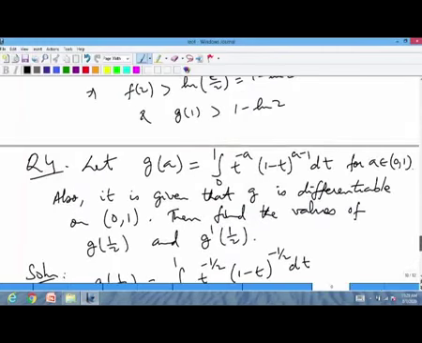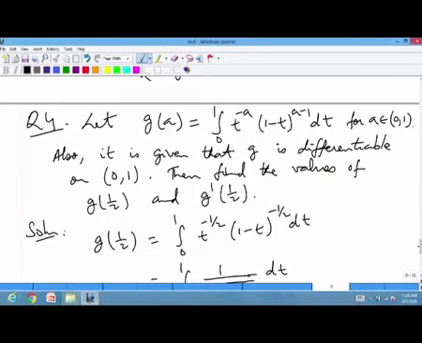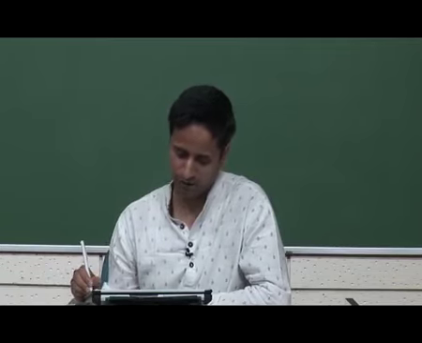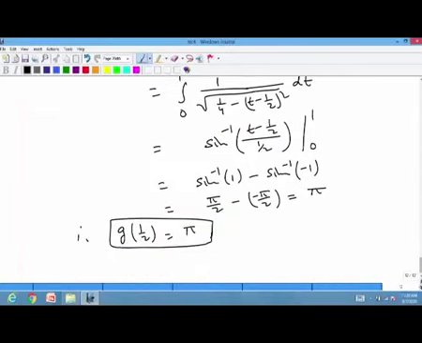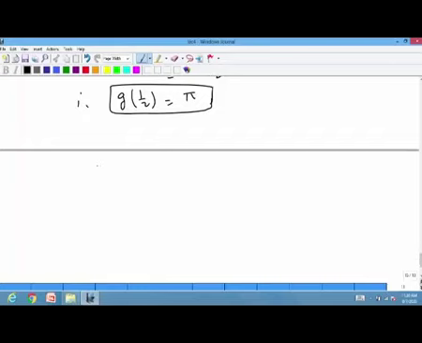Next, we have to calculate the value g prime at half. So, there are two ways of doing. One is we can try to differentiate this g of a and then put a equal to half, and another way is to notice that let us calculate what is g of 1 minus a. G of a is given to be equal to the integral from 0 to 1 of t to the minus a, (1 minus t) to the power a minus 1 dt.